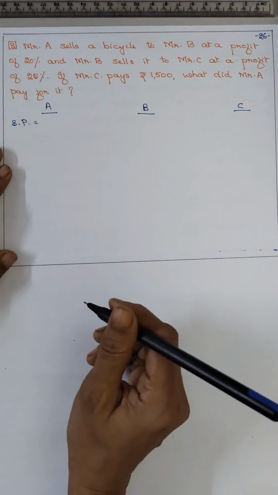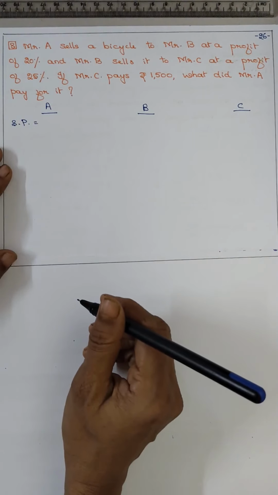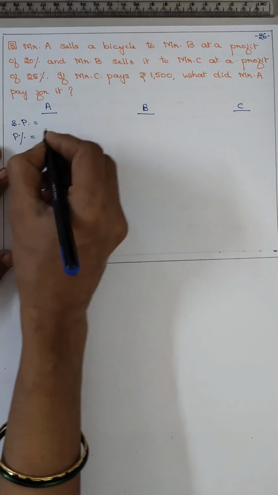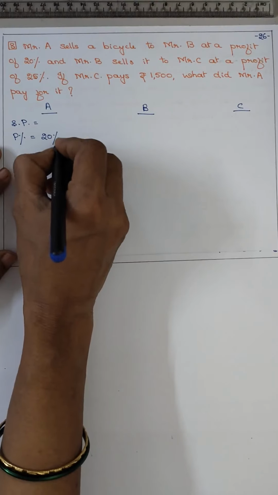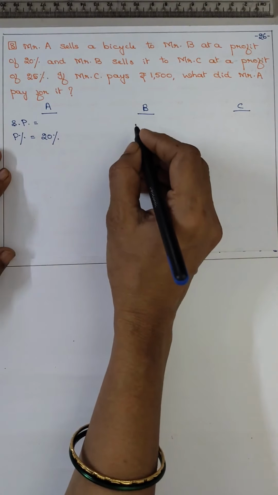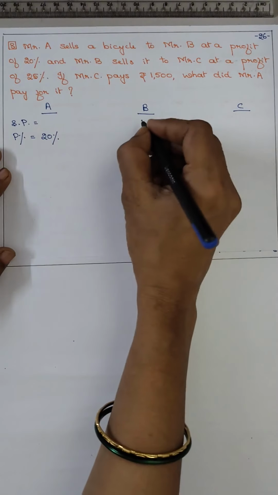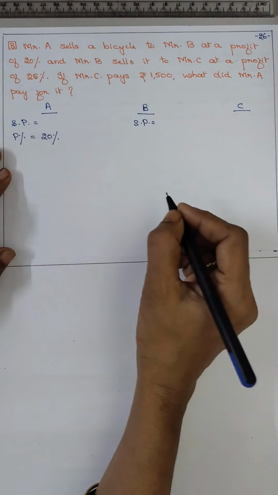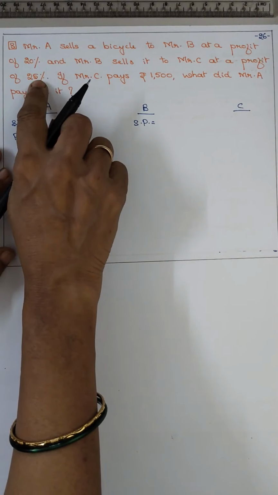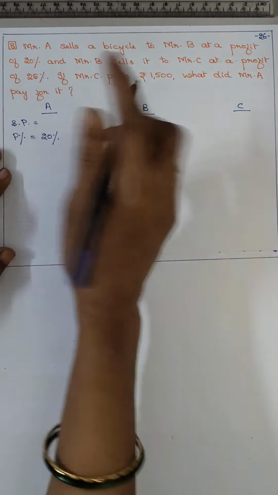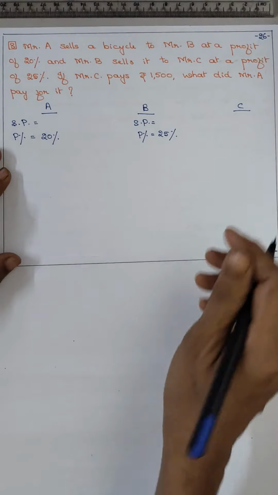He sells a bicycle to Mr. B at a profit percent of 20%. You don't know the prices. And Mr. B sells it to Mr. C. He sells at a profit of 25%.